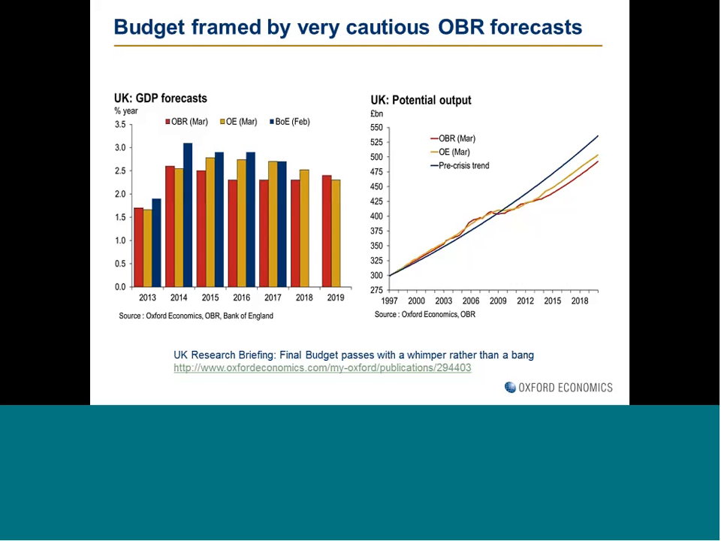Indeed, if you look at the level of GDP in the OBR's forecast in 2017 and compare it to the Bank of England's, you're looking at a difference of about 1.5 percentage points, which is quite a significant deviation over the course of just 3 years. So in terms of the forecast, the OBR were very gloomy.